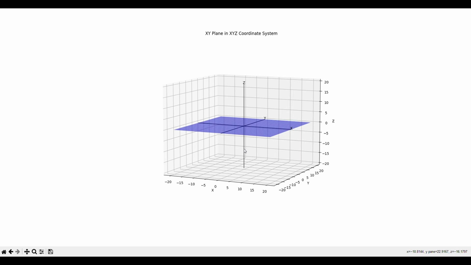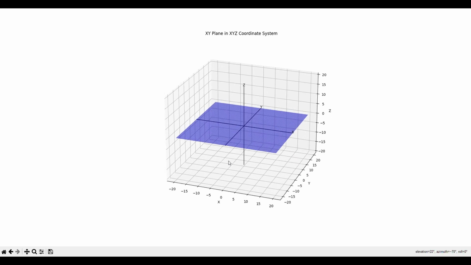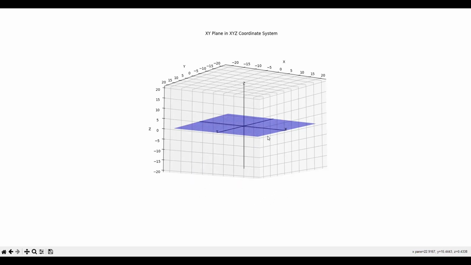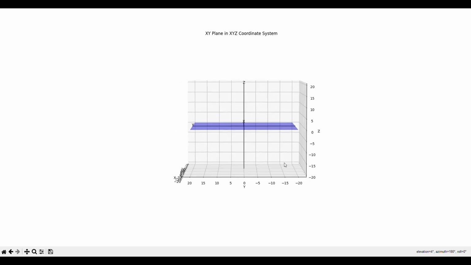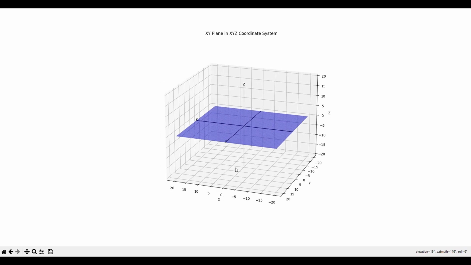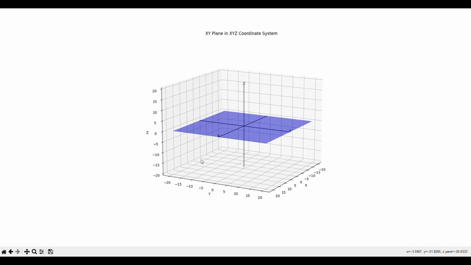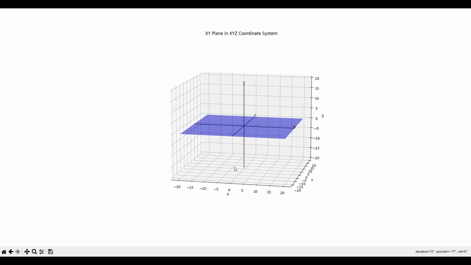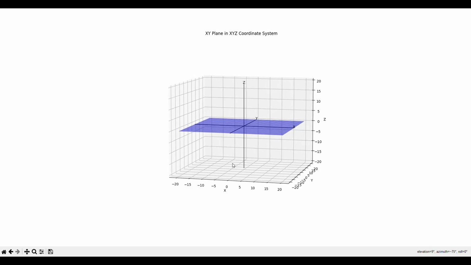Let's first look at the xy plane. The figure represents the xy plane, which is a two-dimensional plane that lies perpendicular to the z-axis. It divides the 3D space into upper and lower halves. The plane equation is the equation of the form z equals 0. This means that all points on the xy plane have a z coordinate of 0.